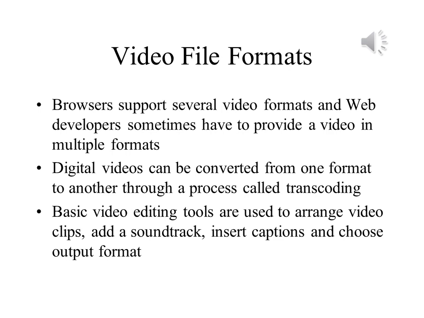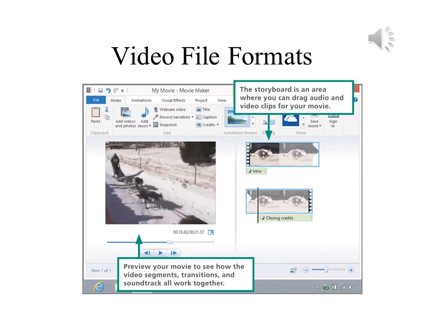There are many different video editing tools. You can use them to arrange video clips, to add a soundtrack, to insert captions, and to choose the format you wish for the output. What you are looking at is Microsoft's Movie Maker. On the lower left, you can see a preview of the video. On the right is the storyboard. Audio and video tracks can be dragged over and inserted into the video that is being created.